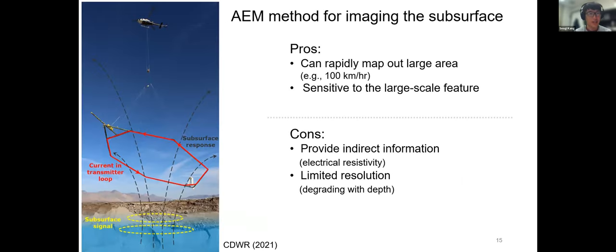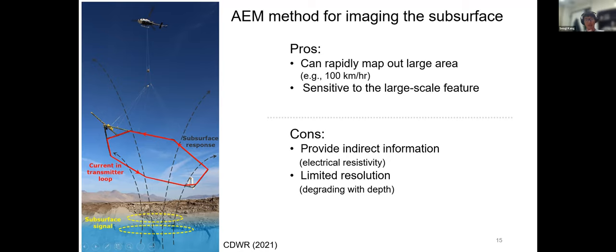The second approach is the airborne electromagnetic method, called AEM, for imaging the subsurface. Here's a helicopter with a large loop, typically about 10 meters in radius. We inject a time-varying current, which generates a time-varying magnetic field that induces eddy currents in the subsurface, because the subsurface is a conductor compared to the air. Air is a complete resistor. This induced signal depends upon the resistivity structure or values of the subsurface. These currents then generate a magnetic field that can be measured at the receiver loop in the form of voltages.